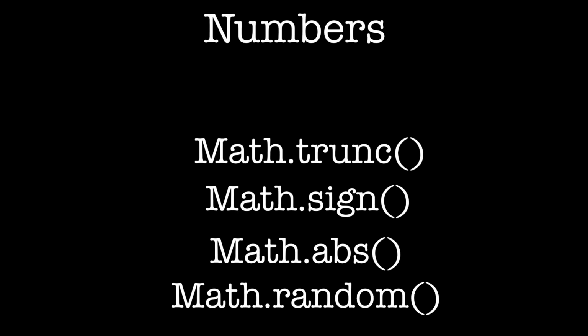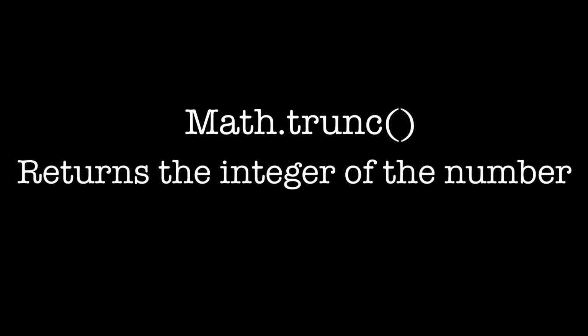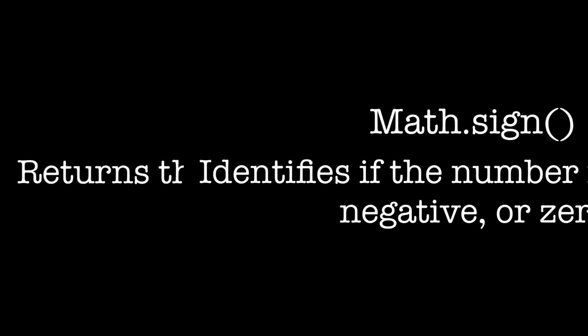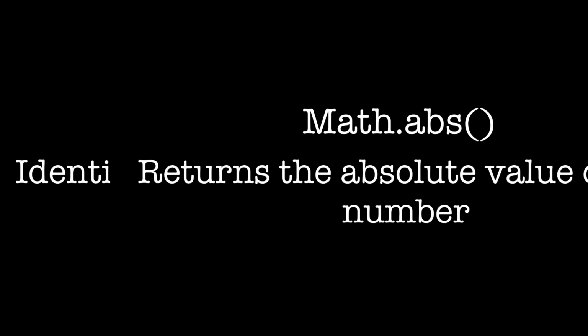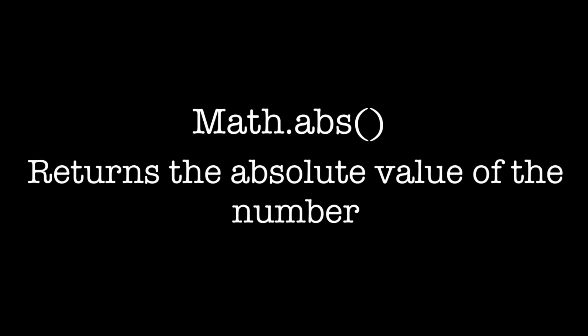A few things that we could do with numbers would be truncation, sign, absolute, and random. Math trunc will return the integer part of the number, which means for 3.1415, you'll return 3. Math sign will return things like 1, 0, -1 to show if the number is positive, 0, or negative. Math absolute will return the absolute value of the number, which means the number being returned will always be positive.